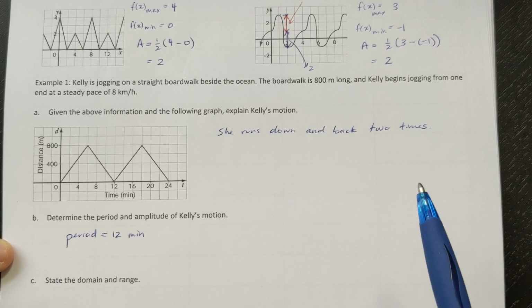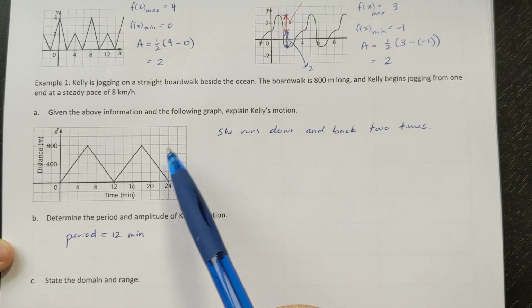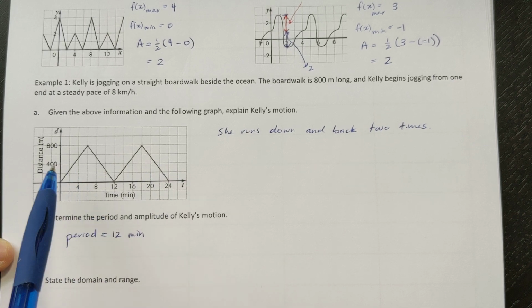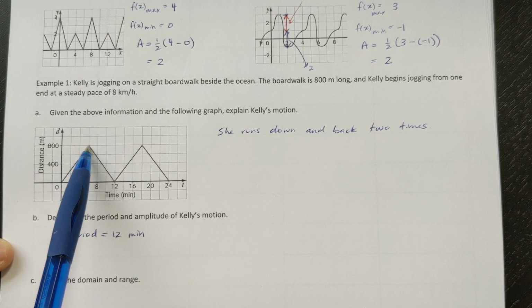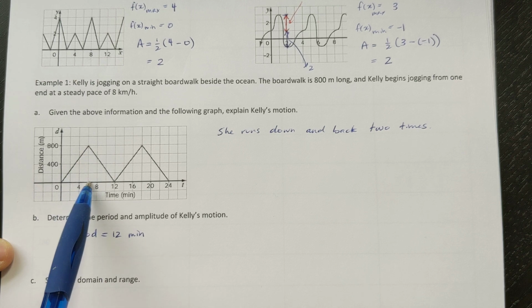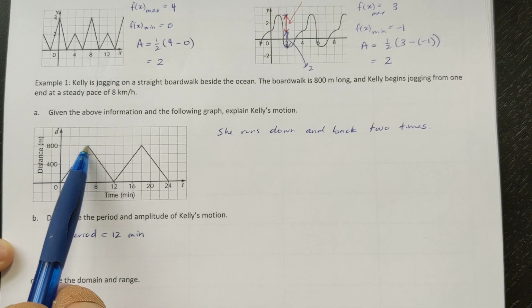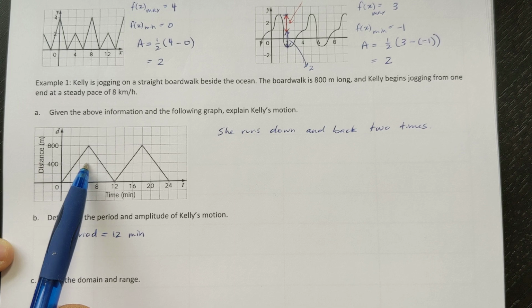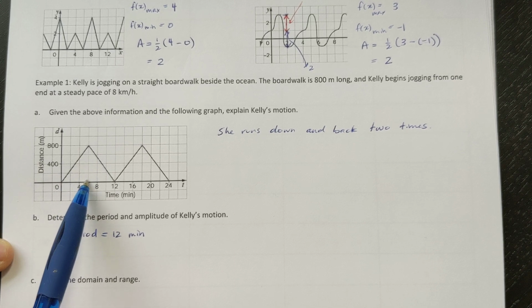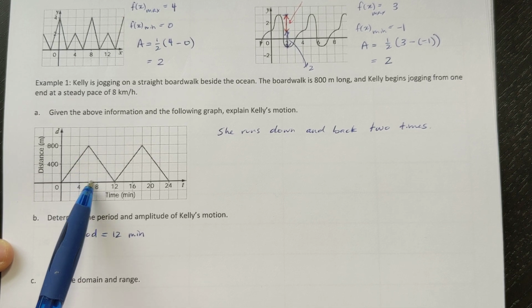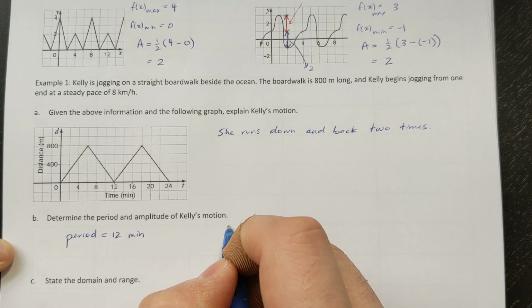Now, amplitude is half the distance from the maximum value to the minimum value. So it's like the midpoint between the maximum value here and here. So if we looked at this, what is the midpoint right there? You can even just look at it. If I was to just look at it, that's the maximum value, that's the minimum value. So the amplitude is from 0 to 400, or from 400 to 800, so that's going to be about 400 meters.